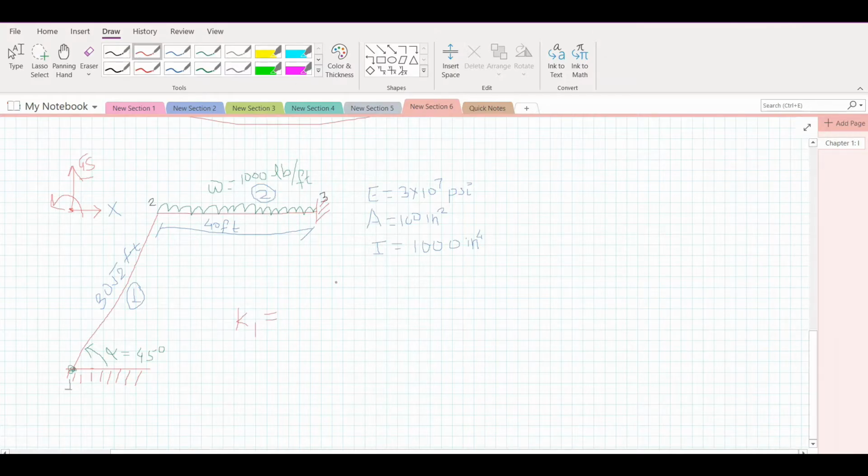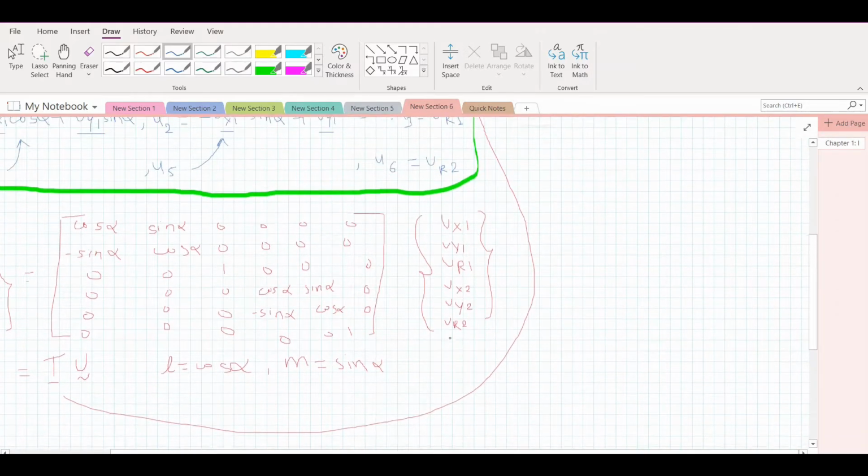Our matrix will be a 6 by 6 matrix for each element, but here we know that only node 2 is free to move. Therefore, we'll directly form a 3 by 3 matrix here. Now let's say this is direction 2x, this is direction 2y, and this is theta 2, which are the local displacements and rotations occurring at node 2 for element 1. We can just write our stiffness matrix considering only these 3 degrees of freedom.